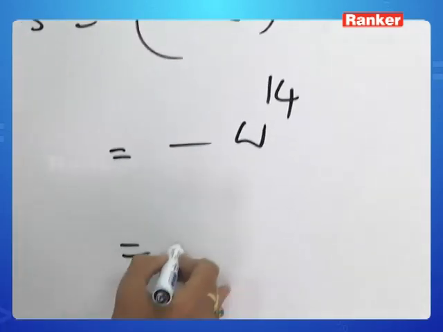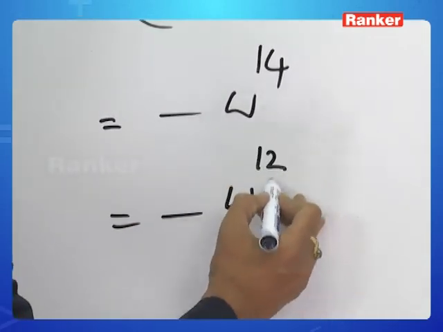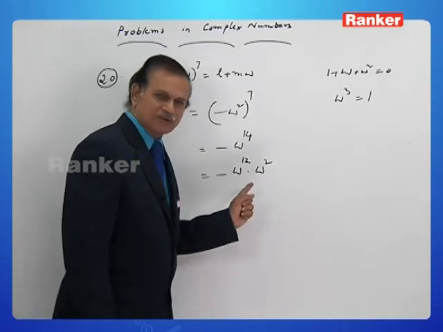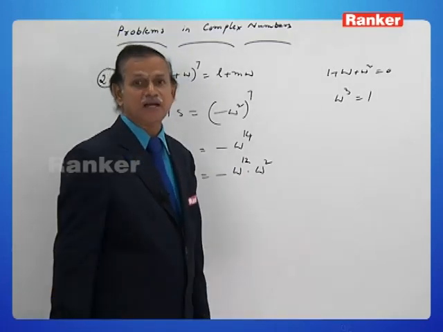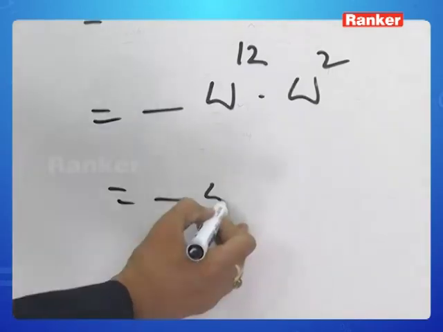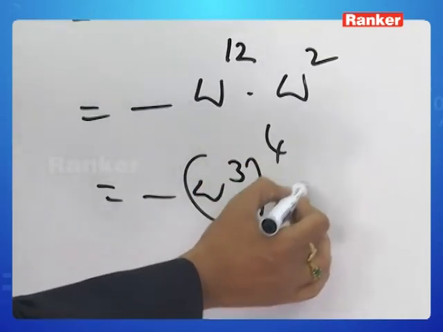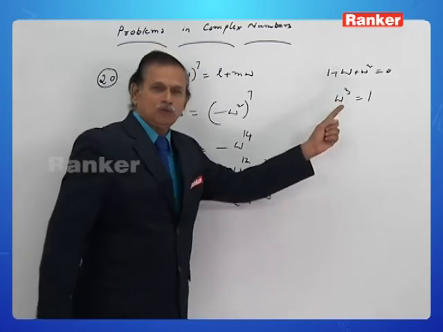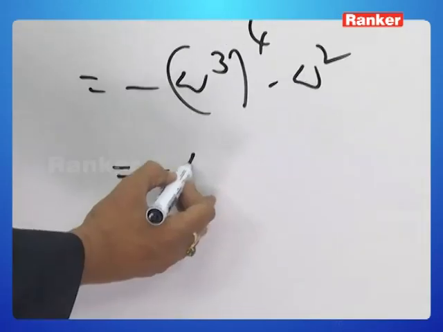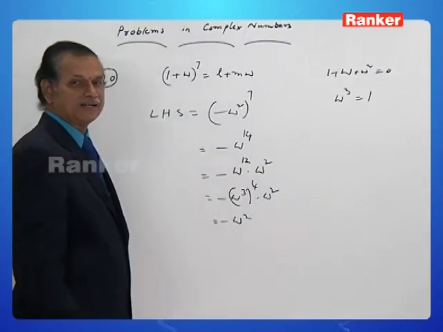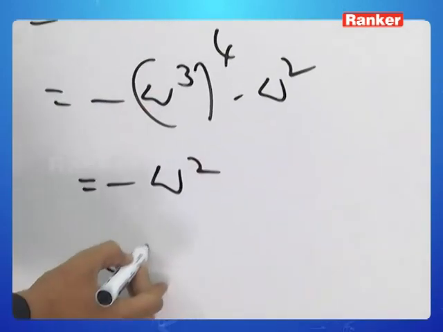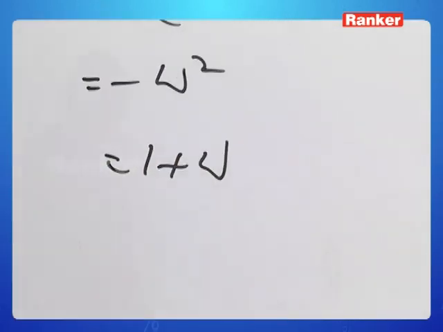Now this can again be written as minus omega power 12 into omega square, right? Why do you prefer to write like this? Omega power 12 is 1. Why is it 1? You can imagine omega power 12 as omega cube whole to the power of 4, isn't it? But we know omega cube is 1. 1 power 4 is 1. Ultimately, you will be getting minus omega square. But of course, in the place of minus omega square, we can again replace 1 plus omega.